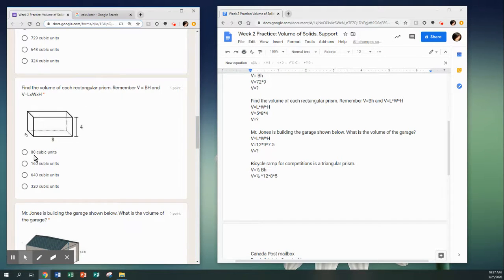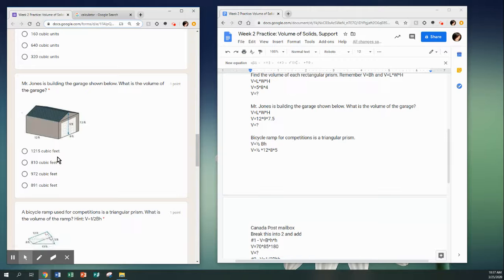I'm on to this question. Find the volume of each rectangular prism. Remember, volume equals base times height. Volume also equals length times width times height. As you can see, you have 3 different numbers. So really, right here are the notes. You're going to take volume equals length times width times height, which is 5 times 8 times 4, and that will give you the answer. I'm going to pause.